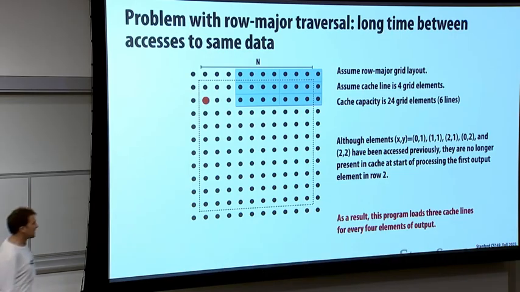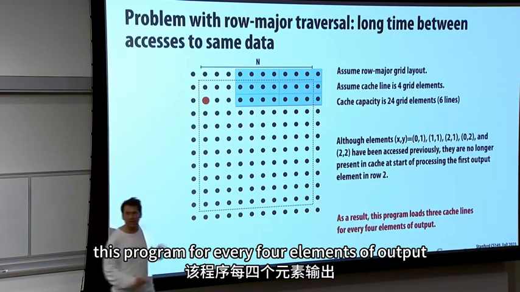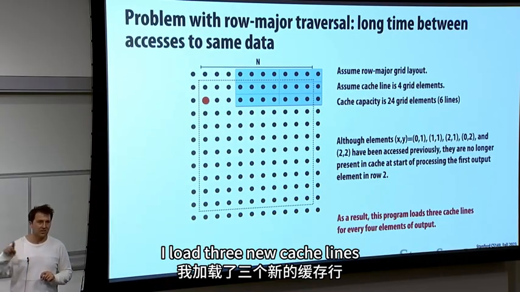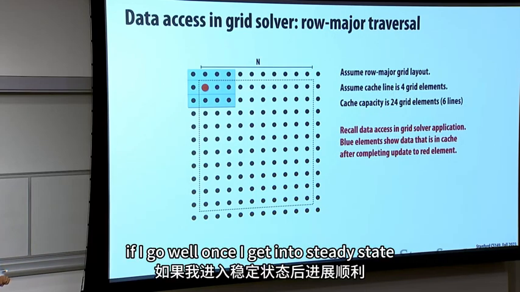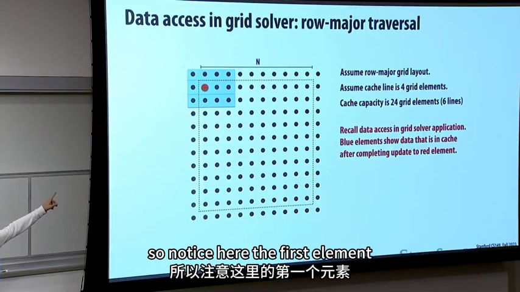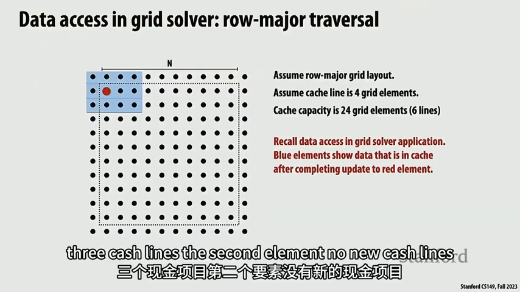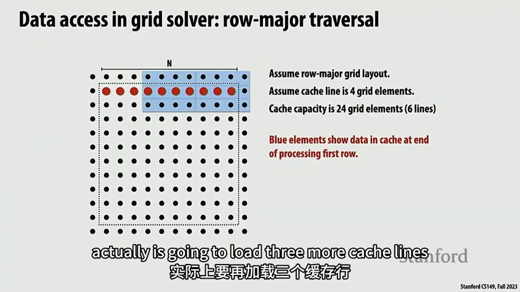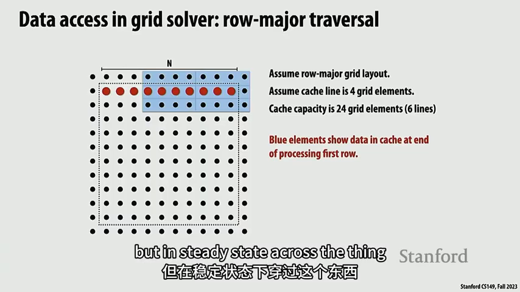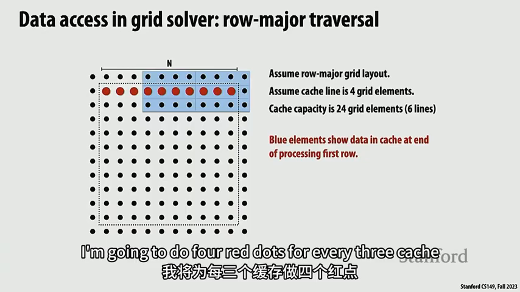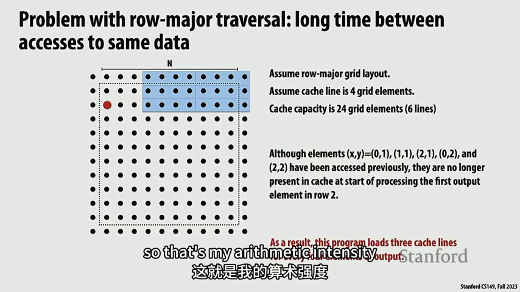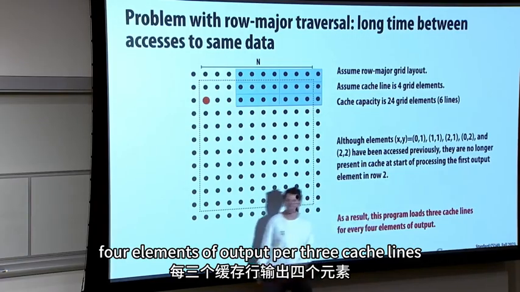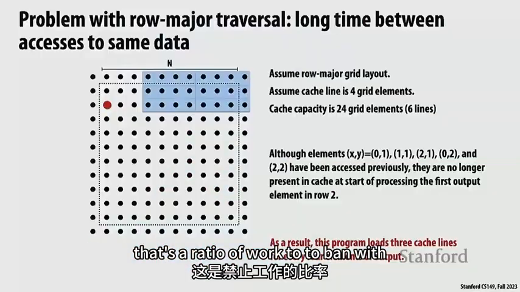So if you look carefully, this program, for every 4 elements of output, I load 3 new cache lines. That's one way to think about it. That's probably easier to see here. Once I get into steady state, notice here, the first element, 3 cache lines. The second element, no new cache lines. The third element actually is going to load 3 more cache lines. But in steady state across the thing, I'm going to do 4 red dots for every 3 cache lines that I load. Okay? So that's my arithmetic intensity: 4 elements of output per 3 cache lines. That's a ratio of work to bandwidth.